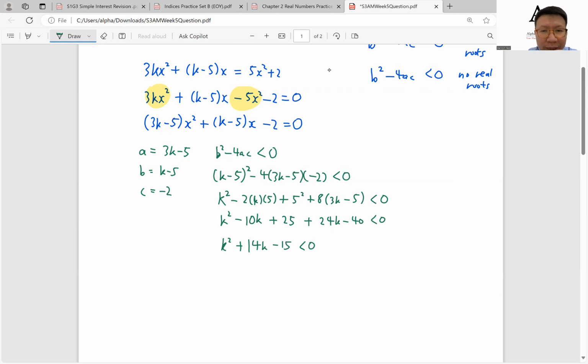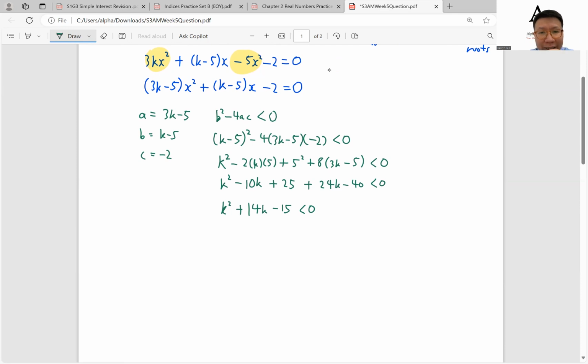Once we have done all these, this time around we have a quadratic inequality here. So we can first solve for the roots of the inequality before we carry on. We can either use the formula if we want to, or we can factorize it using the cross product method. I will attempt to use the cross product method for this. So here will be k and k. We want a positive 14, so we'll go with a 15 and a negative 1.